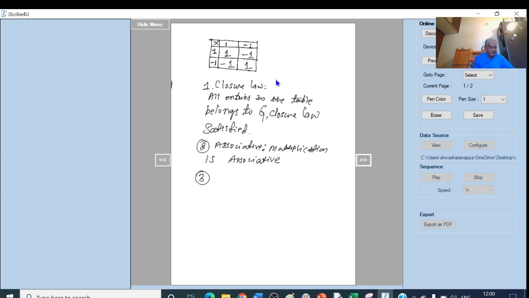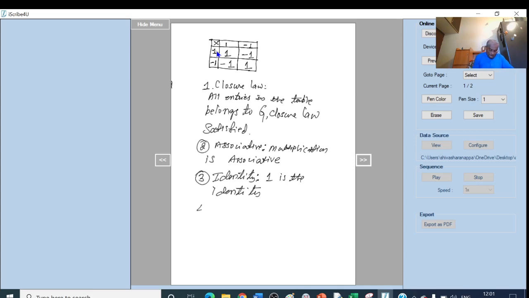Third one, identity. See here, this is the header row, the same row is here, and to the left of this one is here. So we can write: 1 is the identity.